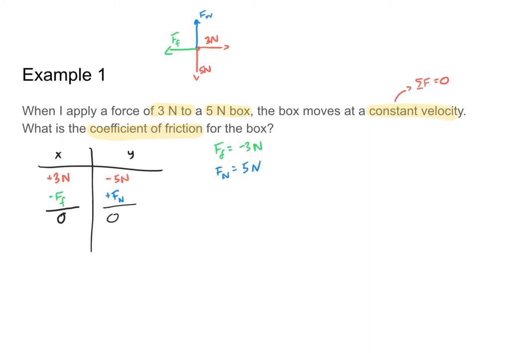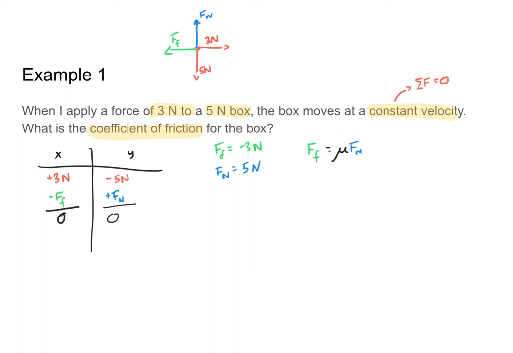Now that I have my frictional force and my normal force, I can solve for my coefficient of friction, since I know that my frictional force is equal to my coefficient of friction, mu, times the normal force. Now, before I plug in numbers, one thing that I do want to caution all of you on, the equation that we use to relate friction and the normal force only tells me about the magnitude of those two forces.